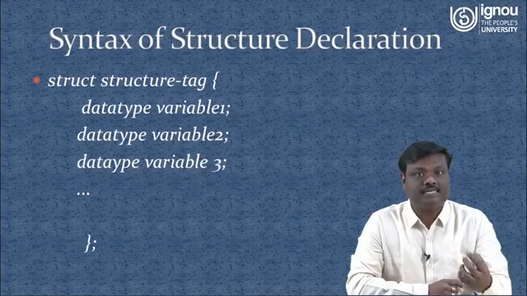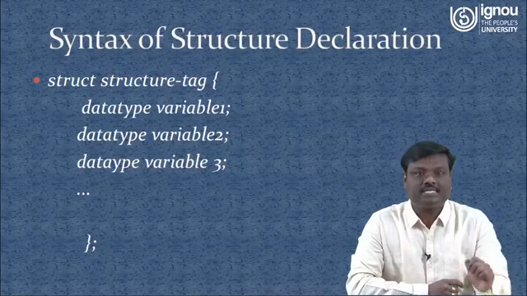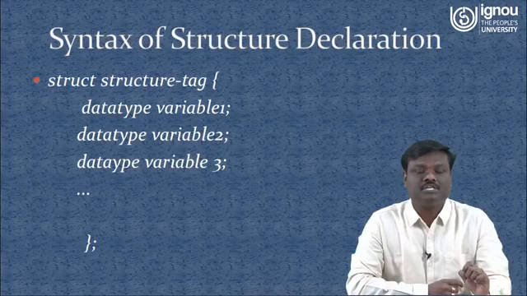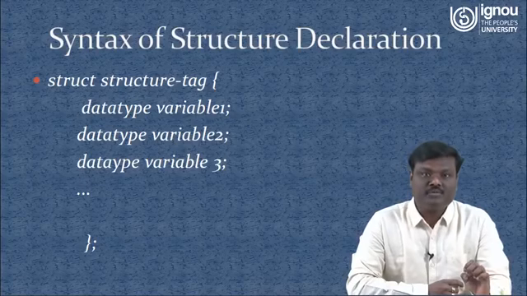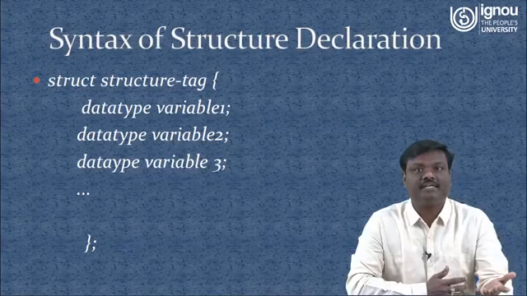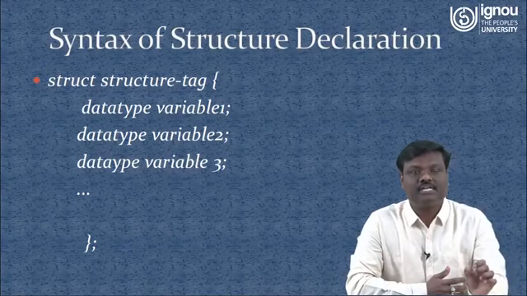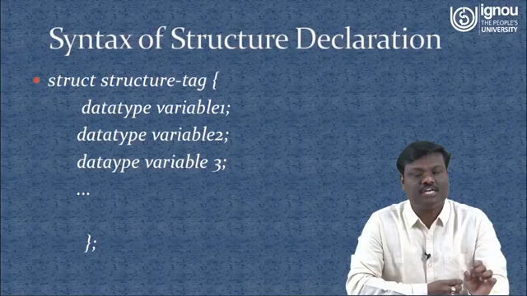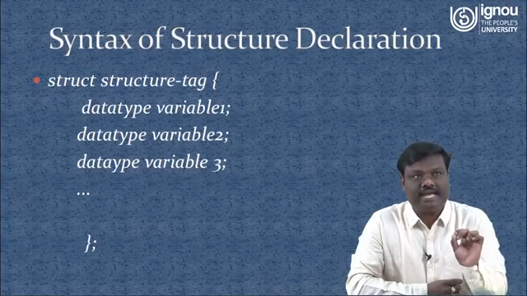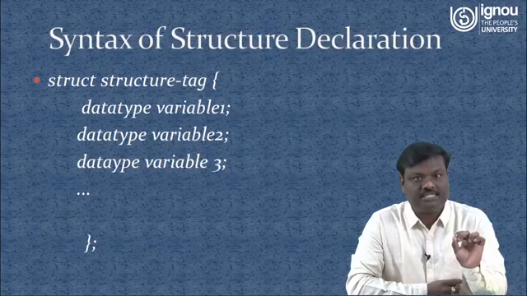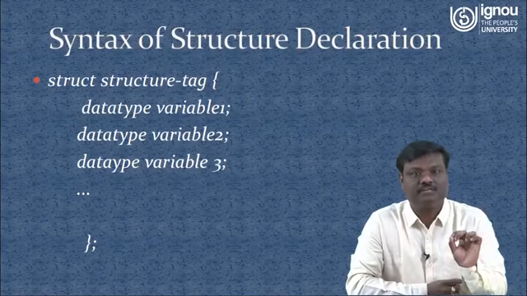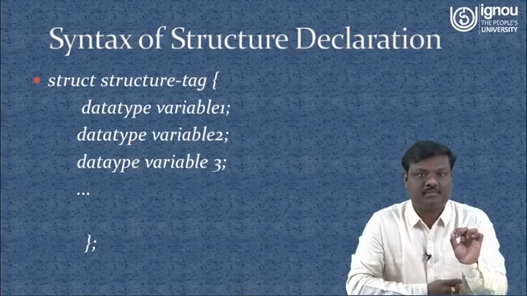Once again, the curly brace opens. So inside the curly brace, you have to declare all the variables with appropriate data types. Suppose you have to declare the student's name, the data type will be character. It is nothing but a character array. So you have to take an appropriate data type for each and every variable, whatever you declare inside. So this structure should end with the curly brace, then a semicolon. That is the delimiter for this particular structure.